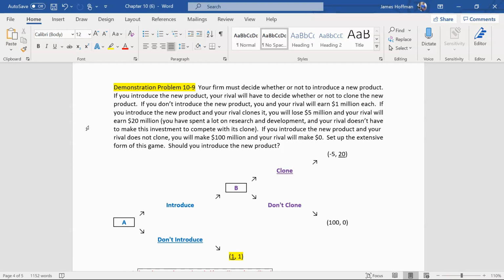must decide whether or not to introduce a new product. If you introduce a new product, your rival will have to decide whether or not to clone the new product. If you don't introduce a new product, you and your rival will earn $1 million each. If you introduce a new product, you will lose $5 million.